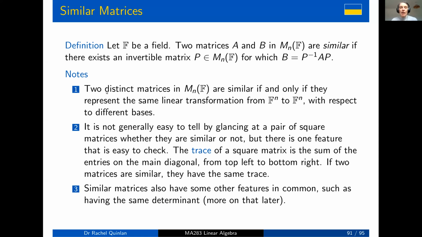Remark: it's not generally easy to tell by glancing at a pair of square matrices whether they're similar or not. You might have some idea that they're not if you notice that they have properties that are not at all shared. But generally, it's not easy. There is one feature they will have in common that can at least be easily checked. The trace of a square matrix is the sum of the entries along the main diagonal from top left to lower right. If two matrices are similar, they have the same trace. So if one matrix has trace 20 and the other has trace 10, then you can say they're not similar to each other.